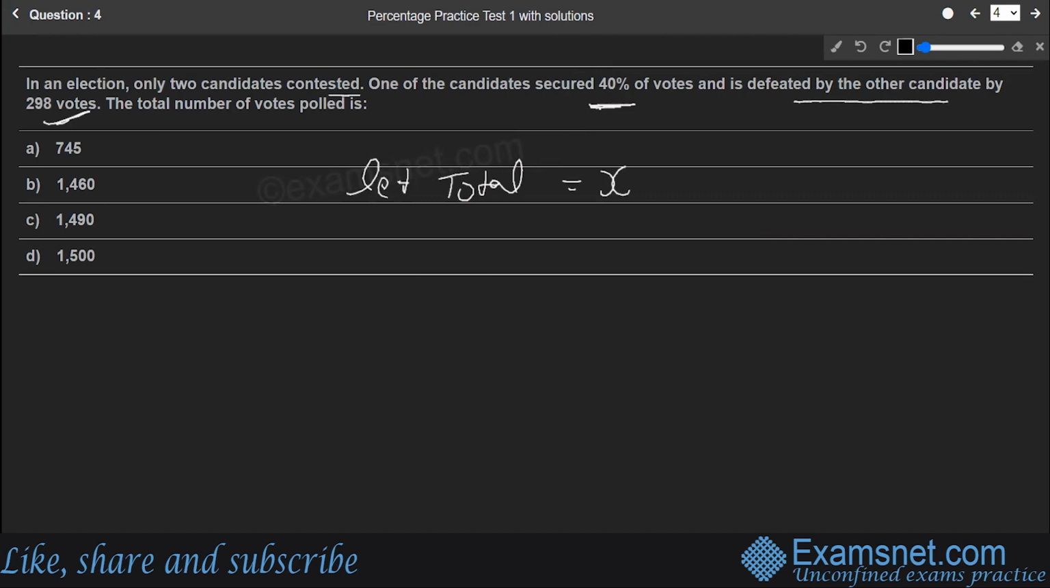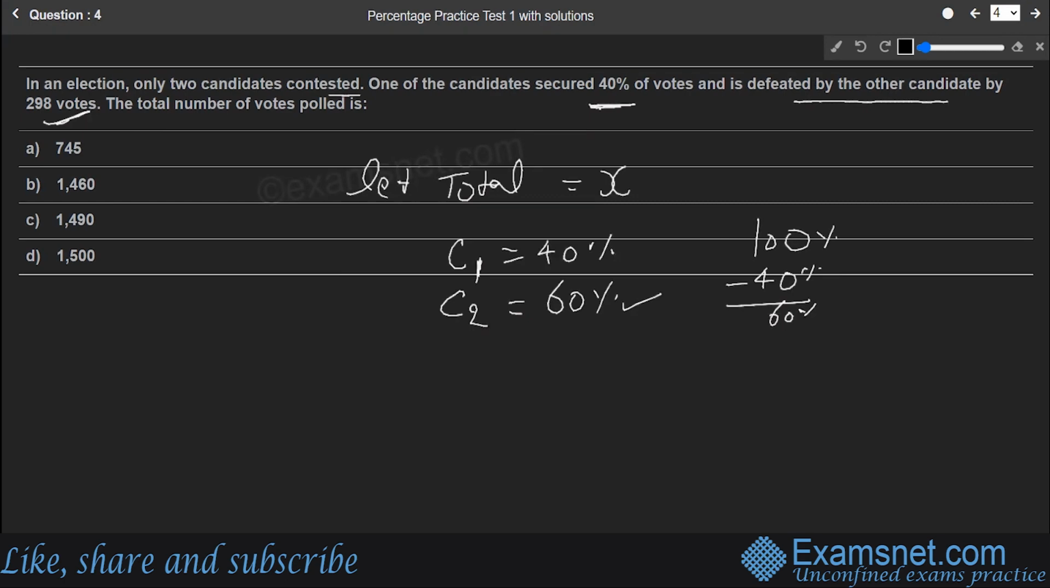Then he says the first one of the candidates secured 40%. So candidate number one, let's say C1, is securing 40% of the votes out of x. How much would the other candidate be securing? 100 minus 40, that is nothing but 60%, would be the winning candidate's score. That's why his percentage is more, because he is the winning candidate.